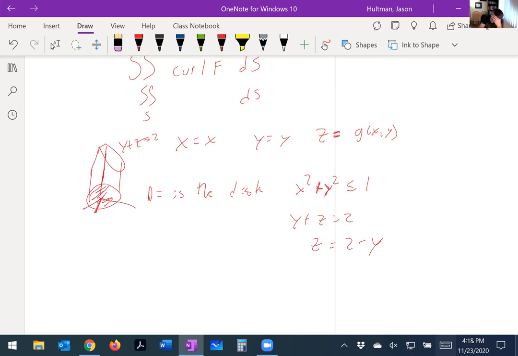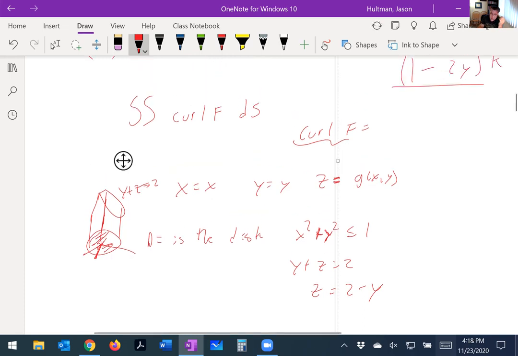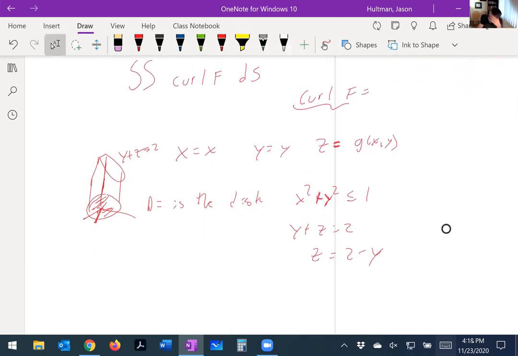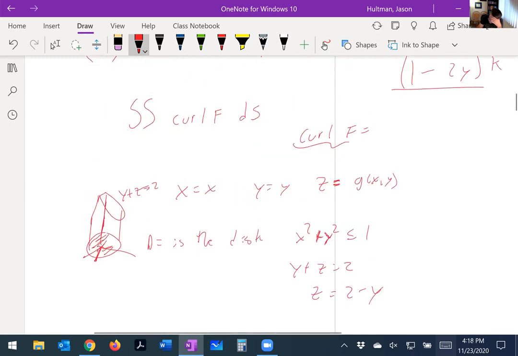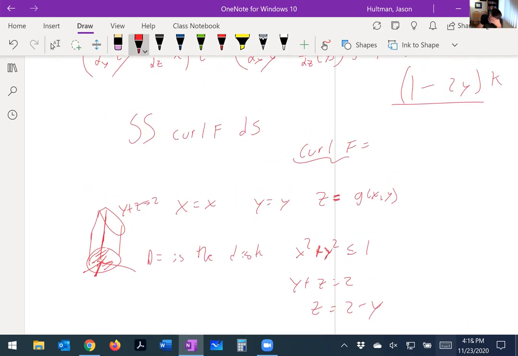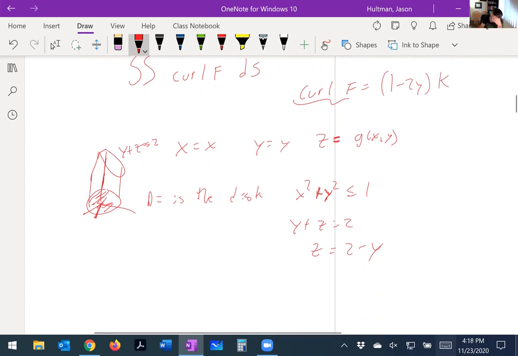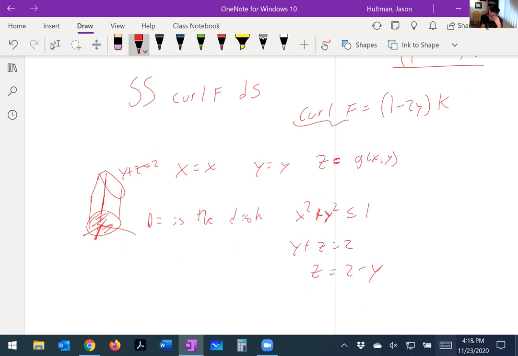Let's just write it like this. We have the curl of F. You have to keep in mind that this is the curl of F, it's not F itself. It's the curl of F that we're looking for. So the curl of F is going to be equal to 1 minus 2y k. So when I do my partials, it's really 0i plus 0j plus 1 minus 2y k.